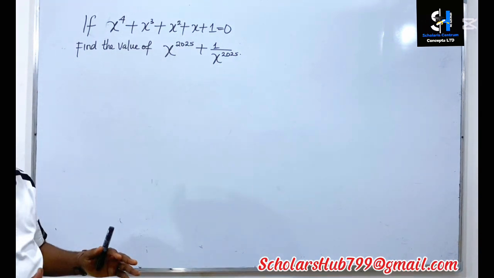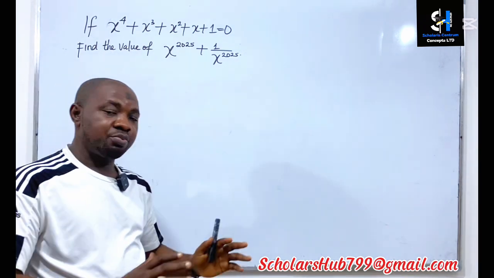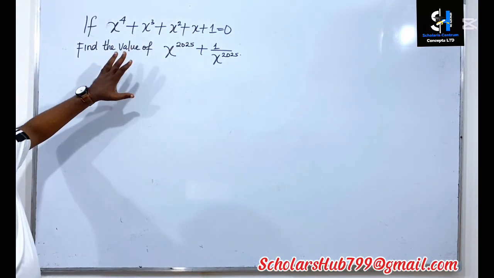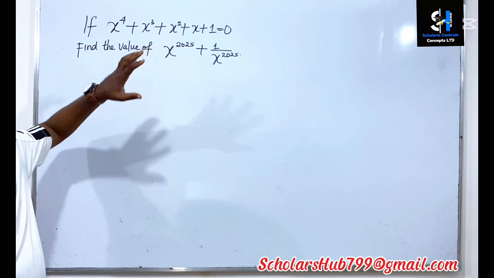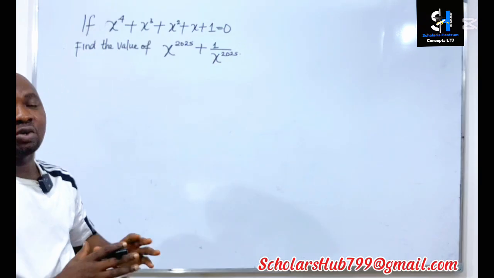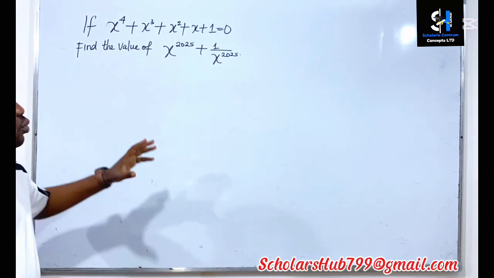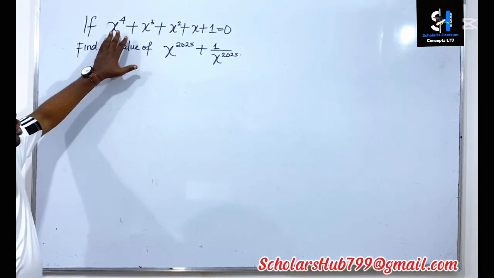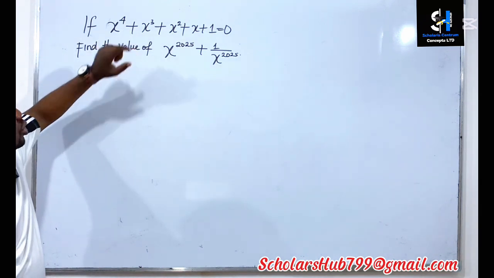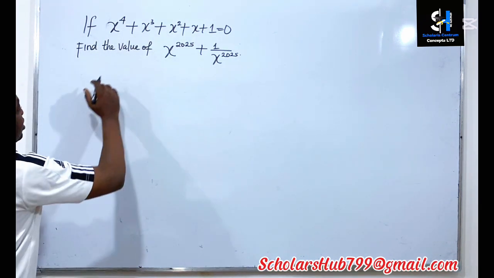Now the first thing we need to do is to recognize the properties of this equation. First, we need to understand that there is no way x will have a value of 1. That is, x cannot be equal to 1. So what we need to do in this case is to find a way to simplify this equation. All right, so let's simplify this equation.